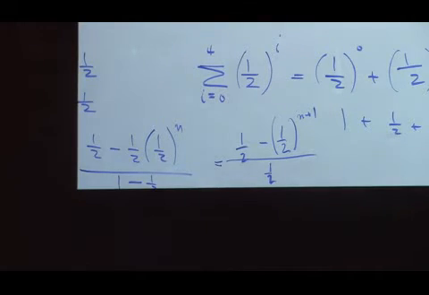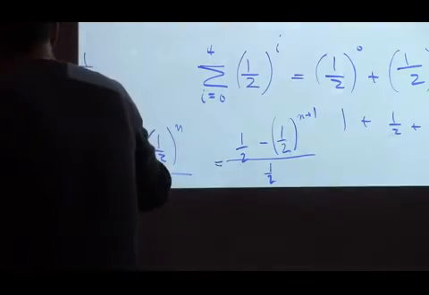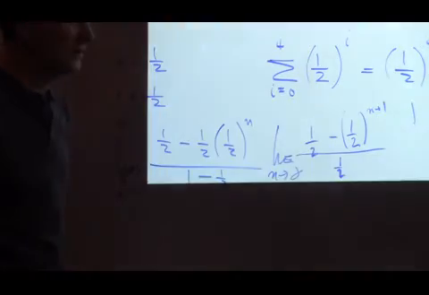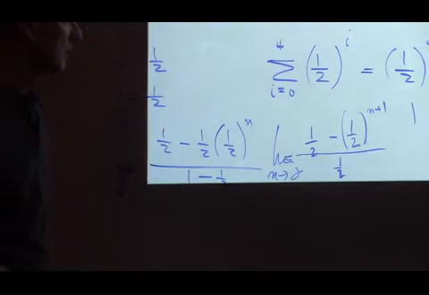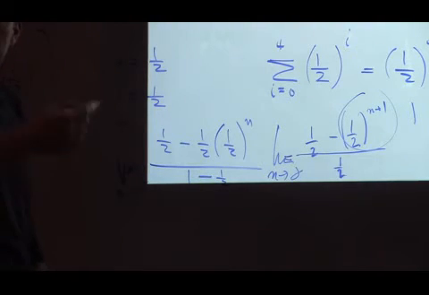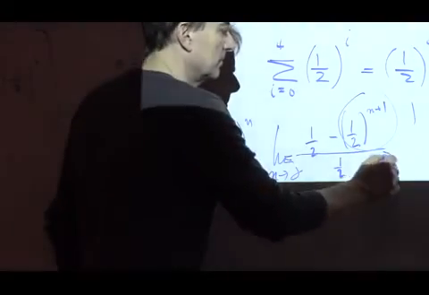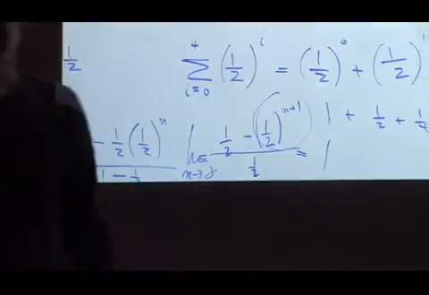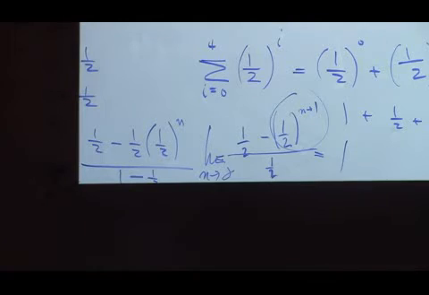Correct? But remember, we're taking the limit of this as n goes to infinity. What happens to 1/2 to the n as n goes to infinity? 1/2 times 1/2 times 1/2 forever. It goes to 0. So what does the sum go to? 1. So even though we have an infinite number of terms, the sum converges to 1.